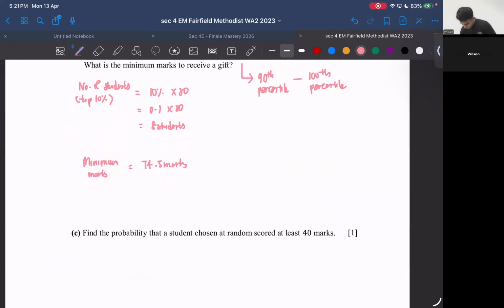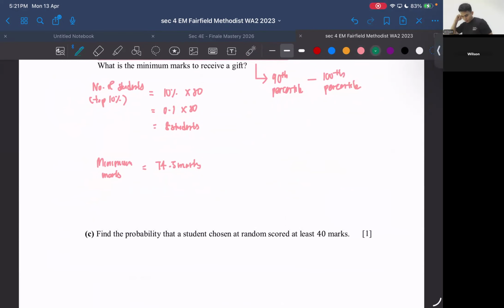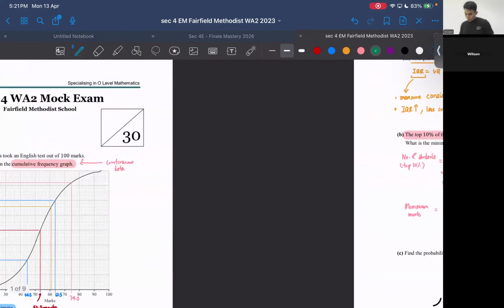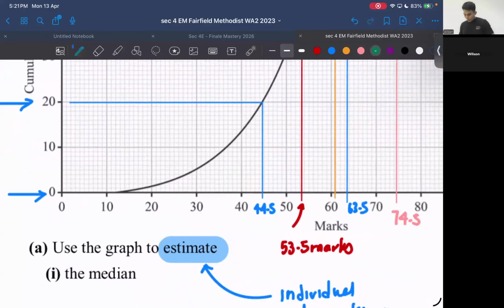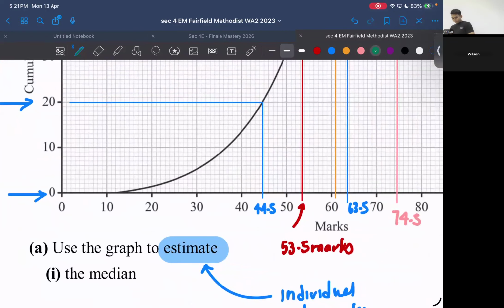Okay, now question C over here. Let's get Kira to explain to us. How do you do this question? What is your first step? I need to find the students. Okay, so how do I find the students from here? Use the graph. Okay, so if I'm using a graph over here, where am I looking at? 40. Okay, very good. So let's go all the way up from 40.